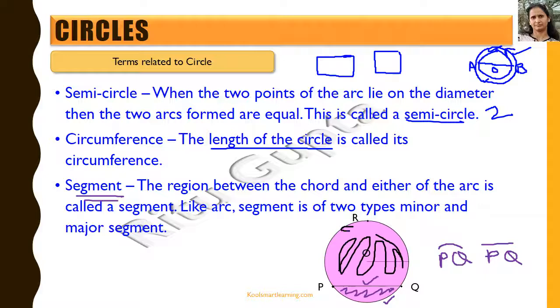So again we have a minor segment, this is the minor segment, and the major segment. The area between the minor arc and the chord will be the minor segment, and the area between the major arc and the chord will be the major segment.